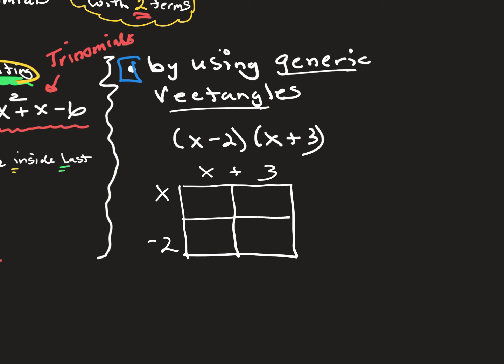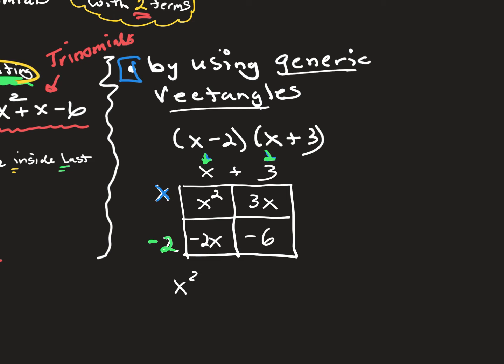And then we're basically just going to multiply x times both of these terms. So x times x is x squared, and x times positive 3 is 3x. Now we're going to do the same thing, but this time we're going to multiply negative 2 times each of these terms. And that gives us negative 2 times x is negative 2x, and a negative 2 times 3 is a negative 6. And then we're going to combine like terms.